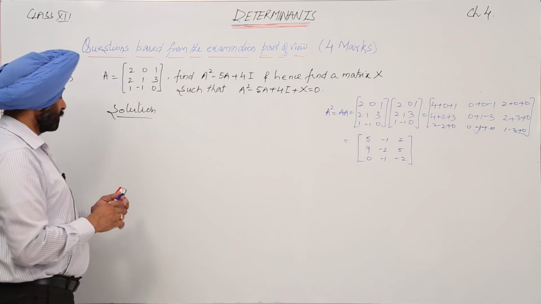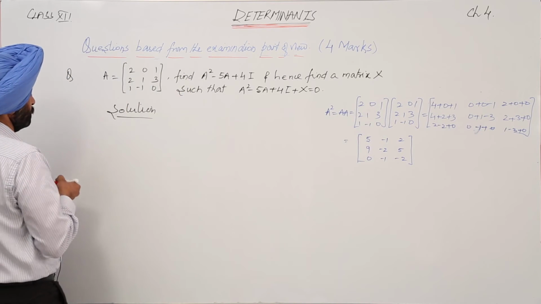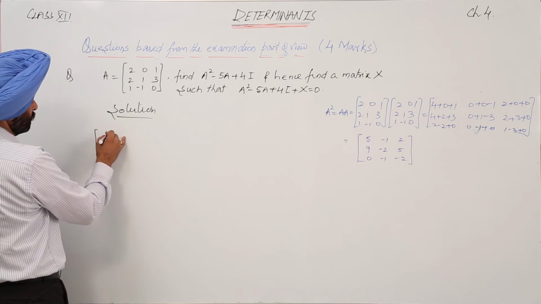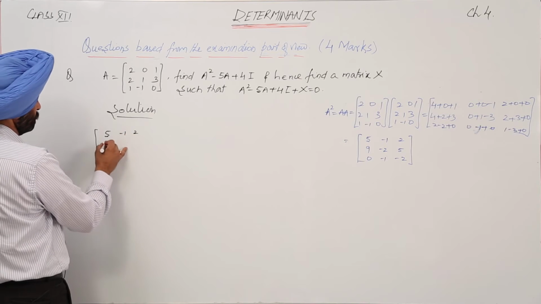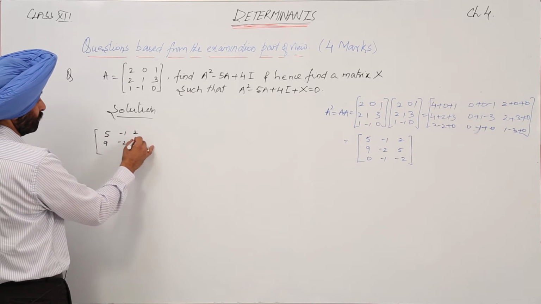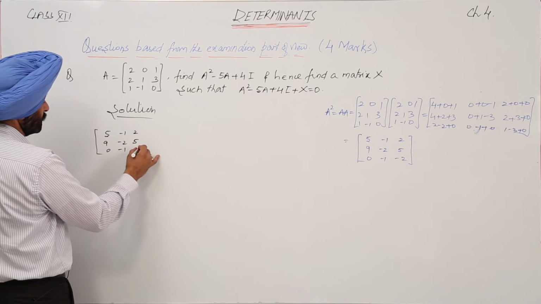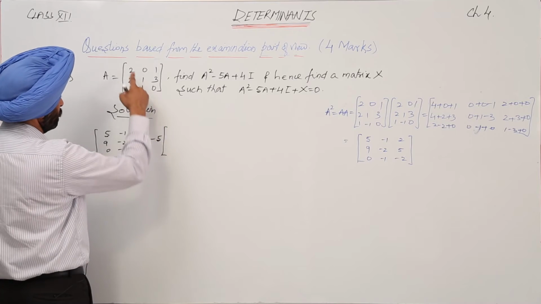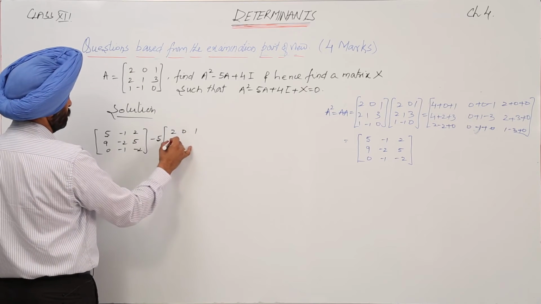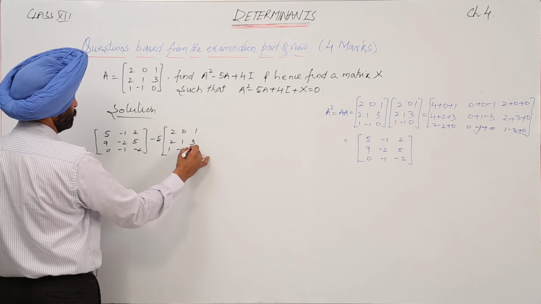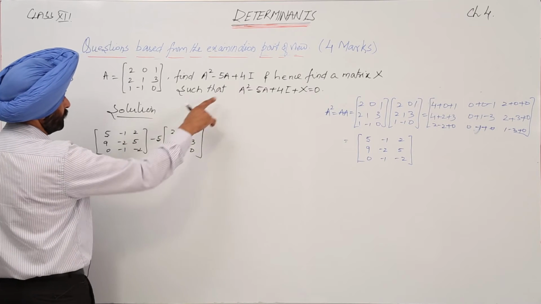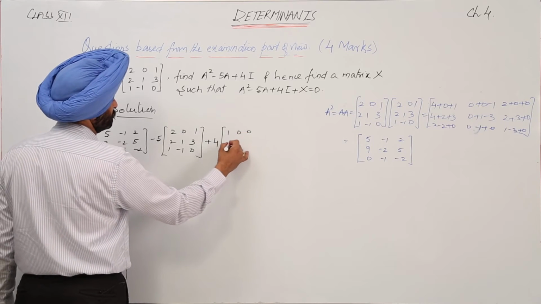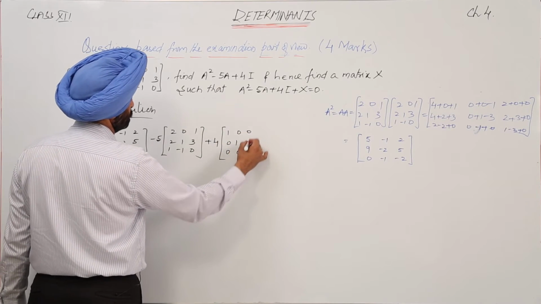Now let's move to the question. We have [5 −1 2; 9 −2 5; 0 −1 −2], minus 5 times A, that is [2 0 1; 2 1 3; 1 −1 0], then plus 4 times the identity matrix [1 0 0; 0 1 0; 0 0 1].